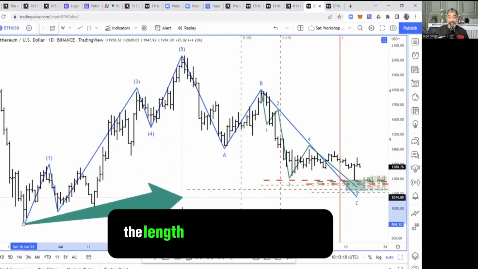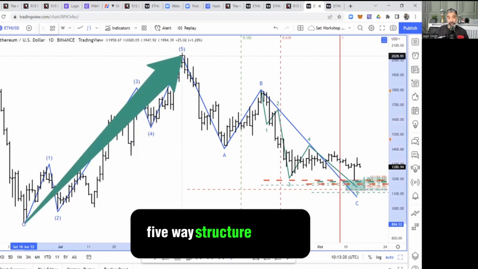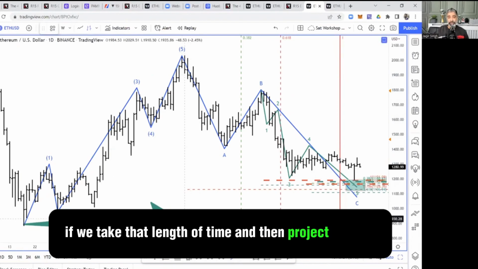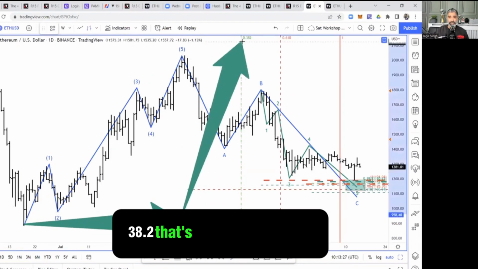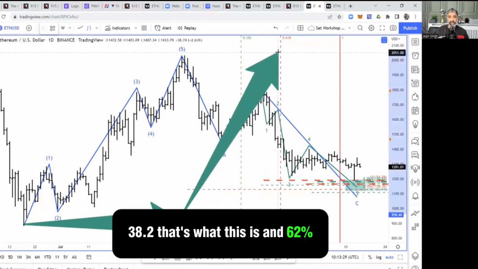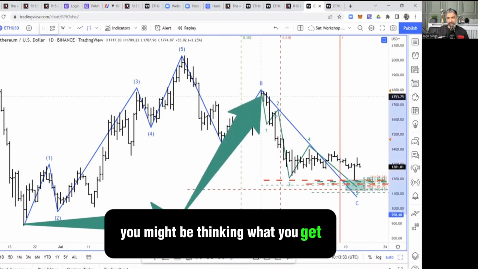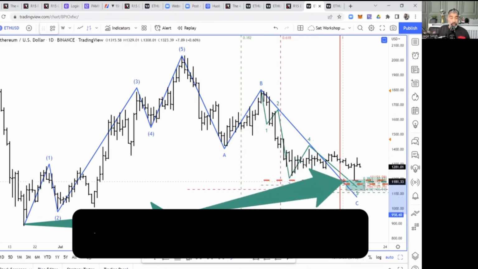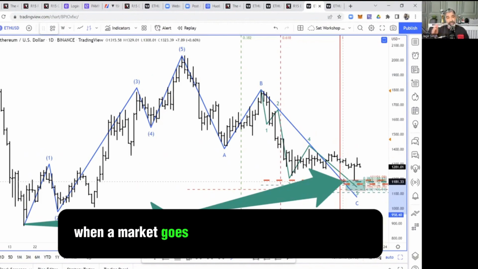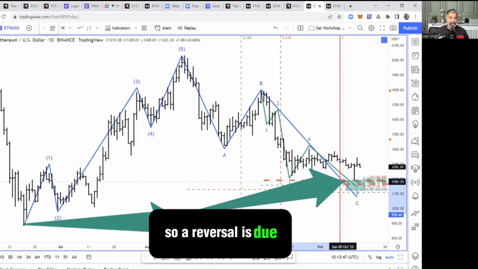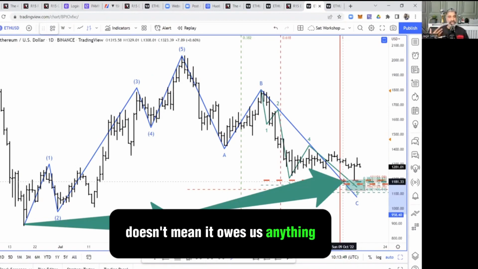All right, the length of time it takes for this 5-wave structure to form, if we take that length of time and then project forward, 38.2, that's what this is, and 62%, this is typically where most corrections end. You might be thinking, well, Ethereum's gone past that. So how you want to think about it is when a market goes past the typical maximum time, it means it's at its time extreme. So a reversal is due. Doesn't mean it owes us anything. It doesn't mean it's going to happen.